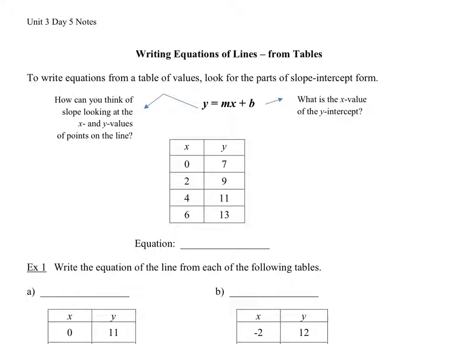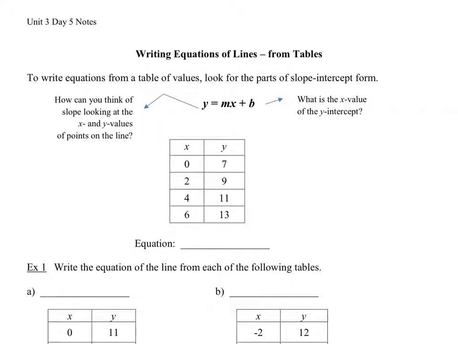Welcome to Unit 3, Day 6 notes. Two perhaps positives of the day. This will be the last set of notes that you take on slope-intercept form. Woohoo! And we're also going to take a break from graphs today and strictly look at tables of values that have a list of ordered pairs that are on a line.